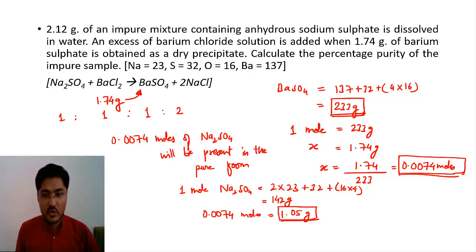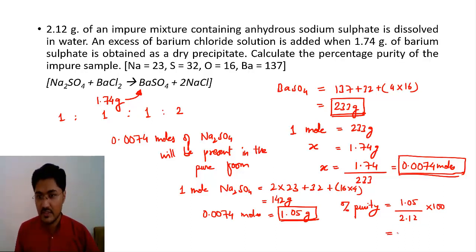Now the question is, calculate the percent purity in the impure sample. So percent purity equals the amount of pure sample divided by the total weight of the sample into 100. So we get percent purity as 49.5%, and that's your final answer.